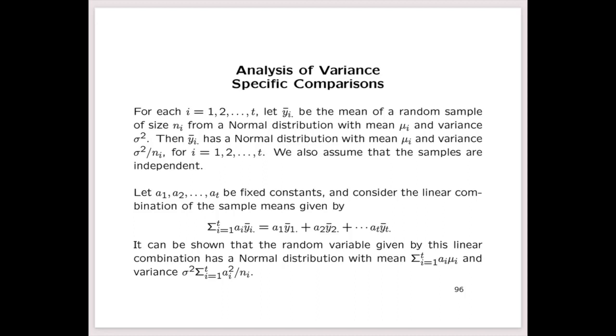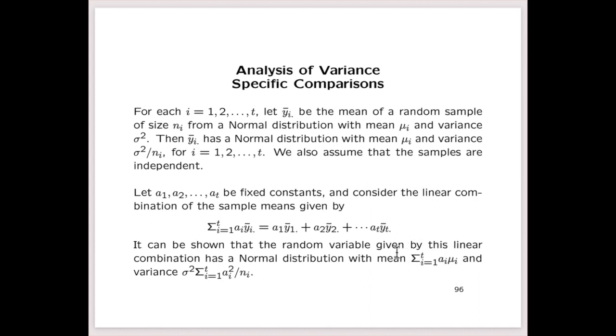Now let a1, a2, and so forth up to a sub t be fixed constants, and consider the linear combination of the sample means given by using those constants as the coefficients in the linear combination, as you see here on the slide. Now it can be shown that the random variable given by this linear combination has a normal distribution with mean given by the sum, i going from 1 up to t, of a sub i times mu sub i. So this is the same linear combination as in the linear combination of the sample means, but of the population means.